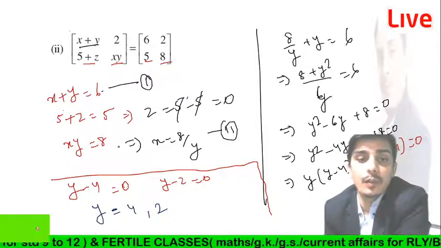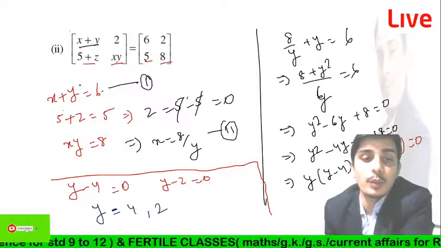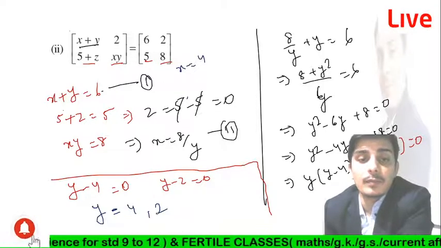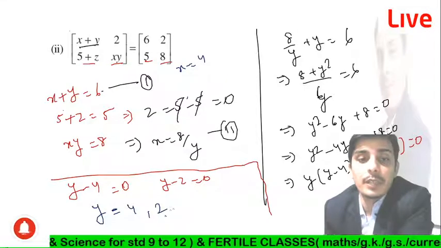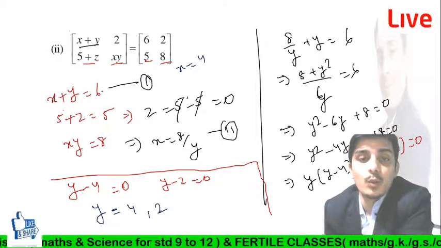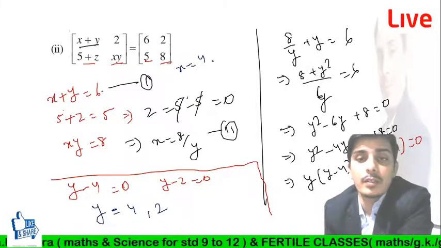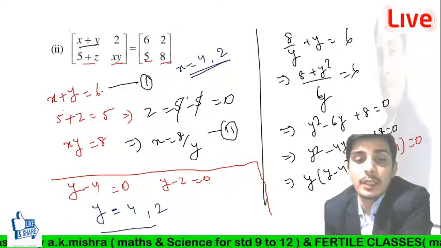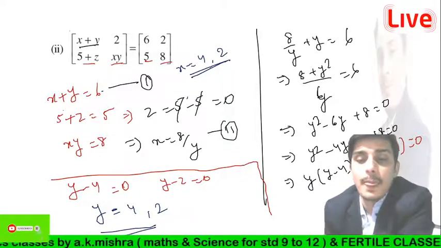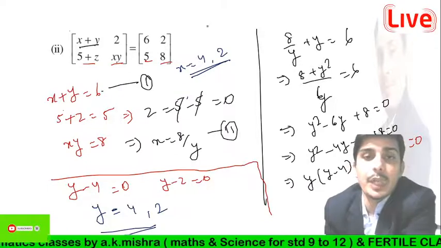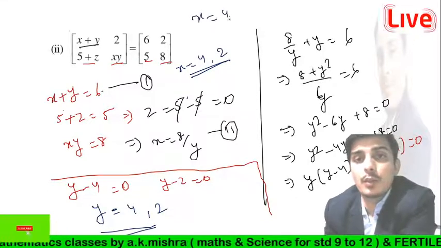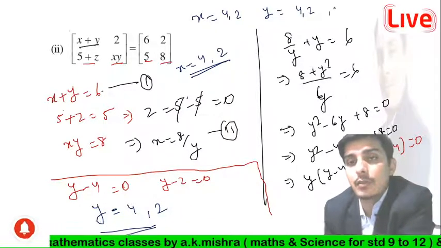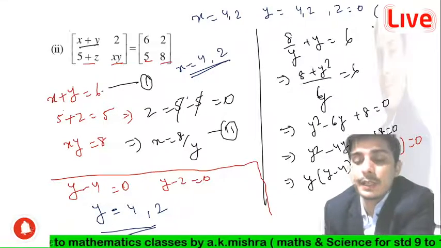After putting the value of y, when we take y is equal to 2, then x is equal to 4, right? And when we put y equal to 4, then x is equal to 2, right? So you can write this answer, okay guys. We have two answers: x equal to 4 comma 2, y is also 4 comma 2, and z is equal to 0. So it will be the correct answer for this question.